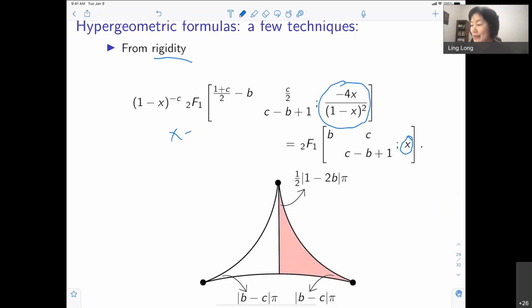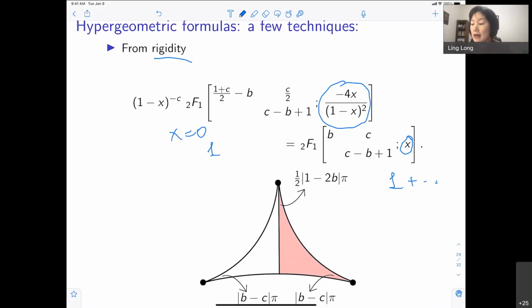And conveniently, the right-hand side starts from 1 plus higher terms. The same thing happens to the left-hand side. So the agreement of these two behaviors near 0, the local exponents at 0 being the same and starting from the same kind of formal power series expansion, tells you they will be the same function. Right. So this is the method which is by rigidity.